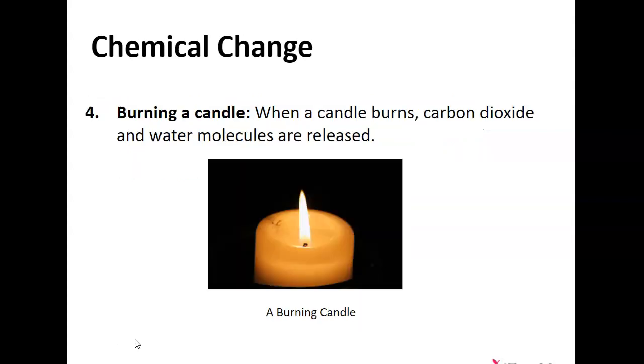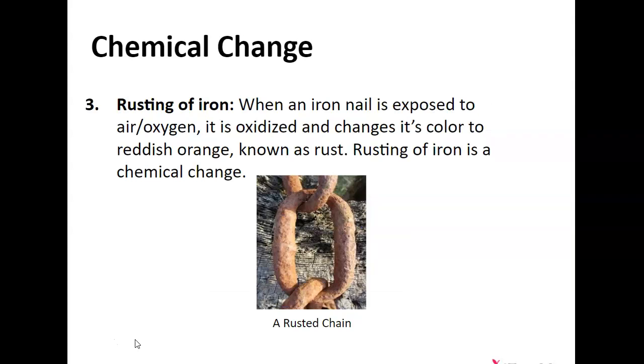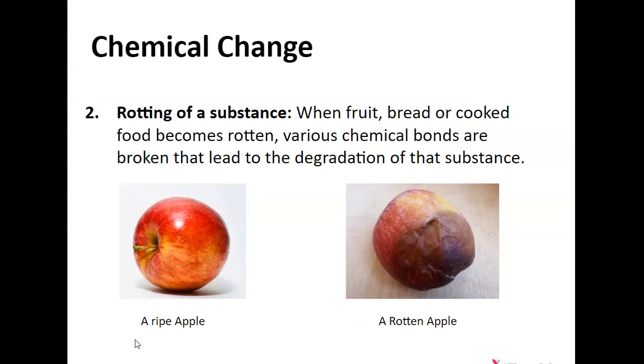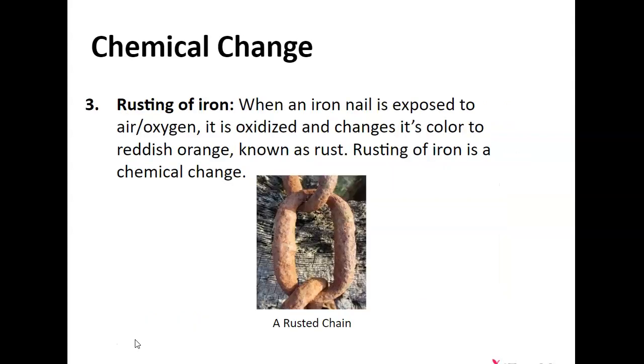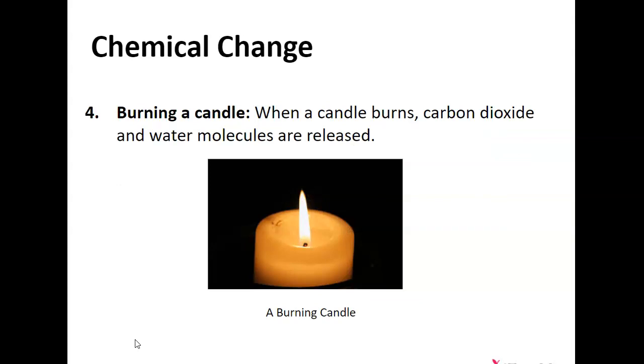Burning of a candle. Again, when you burn a candle, carbon dioxide and water molecules are released. Okay, you see that in the form of light, and we'll talk more about that in just a minute of all the evidences. So when we looked at, let's say, the iron rusting, we saw a change in color. Okay, here we saw also a change in color, but maybe even also a change in the shape of it, the texture of it. Okay, here we see light being given off, heat probably being given off.